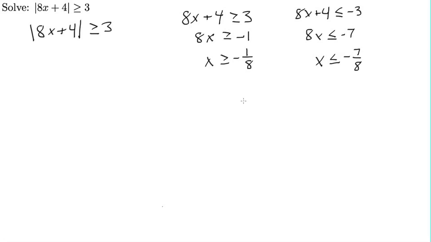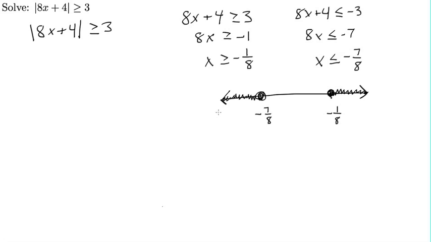Now if you're unsure what your solution is going to look like, what I recommend doing is drawing a number line. So here would be negative 7/8, here would be negative 1/8. So x is greater than or equal to negative 1/8, so it can equal negative 1/8, and we want it to be greater than that. So we're going to shade to the right. And then our other solution, x is less than or equal to negative 7/8, so it can equal negative 7/8, and it's going to be all the values less than that, so we'll shade to the left. So notice we have two different regions here, so our final answer is going to consist of two different intervals.